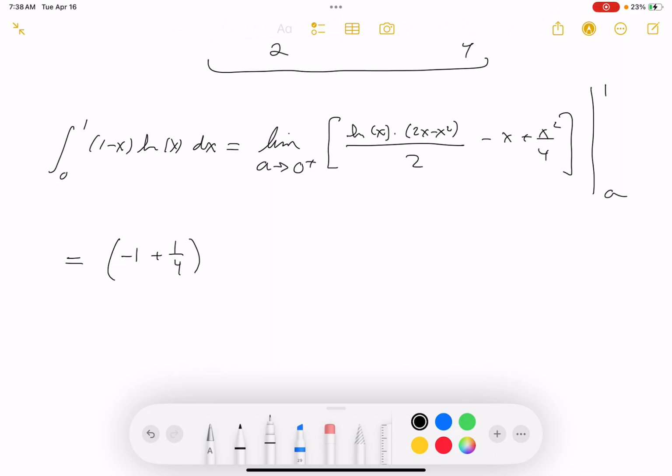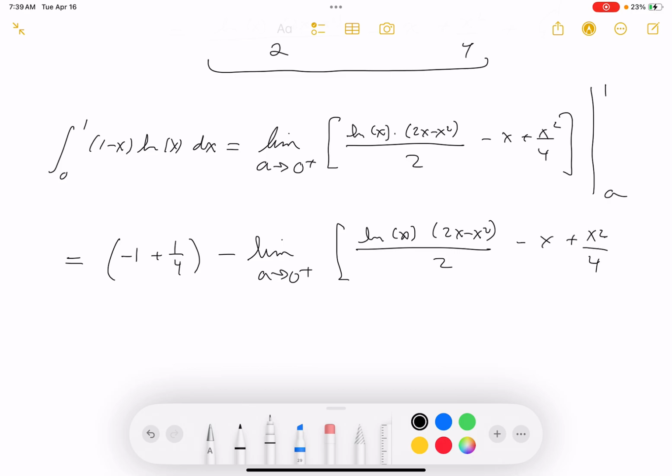And then I get this limit problem. It's going to be minus the limit as a goes to 0 from the right. And we get a problem over here. You get the natural log of x, and then you're going to get 2x minus x squared over 2 minus x plus x squared over 4. Well, my main issue over here, whoops, I put the a over here. Sorry, I forgot to put that down.